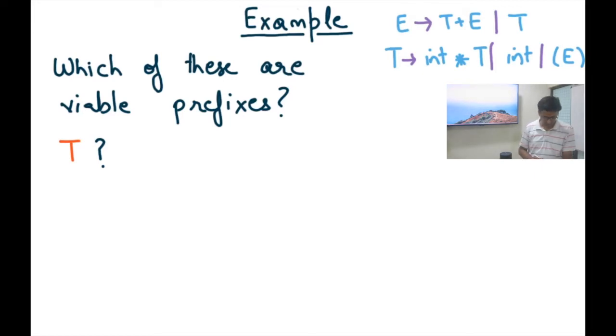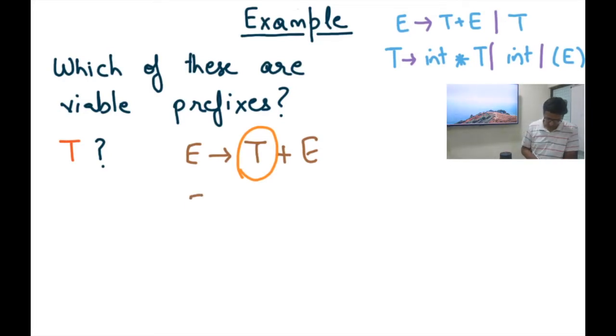So the first question is T. Is T a viable prefix? Well, can T appear on the left side of a rightmost derivation of E, which is the start symbol? So let's see. Indeed, I can produce E produces T plus E, in which case here is T, and it is a viable prefix. In fact, there are multiple ways of producing T as a viable prefix. I could also have just produced E produces T, and that would also have produced T as a viable prefix. And so the answer to this question is yes.